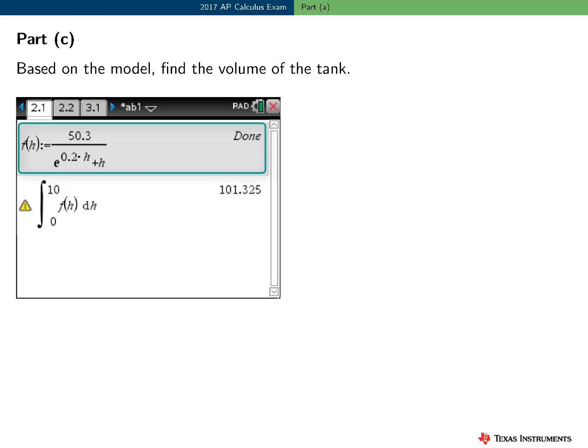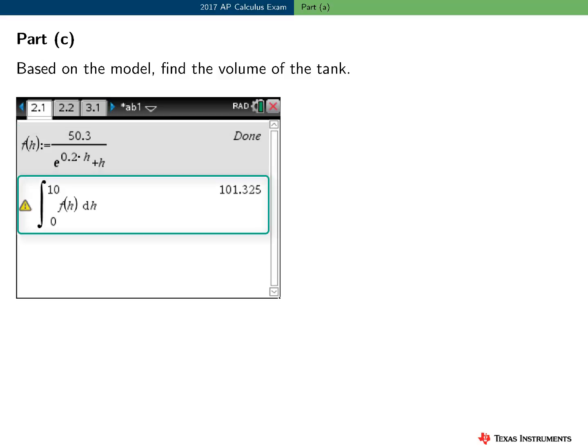Part C is pretty easy to answer using technology. Here, I defined the function f, and then I simply evaluated the definite integral. The mathematical notation on the calculator screen sure makes this easy to read and encourages good written notational fluency.